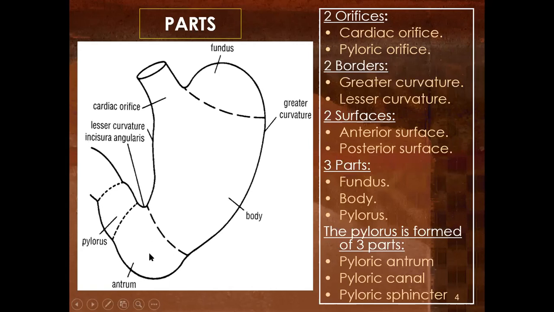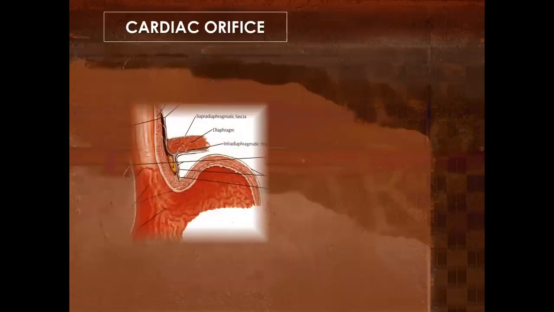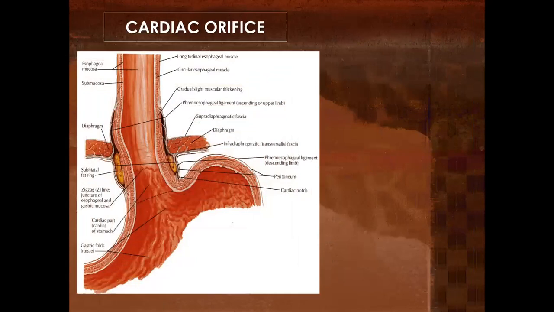So the pylorus has three parts. First, the stomach has three parts: fundus, body, and the pylorus. And the pylorus itself has three parts: pyloric antrum, pyloric canal, as well as the sphincter, which allow the food particles into the duodenum. So these are the three parts of the pylorus. Now coming to each part one by one.